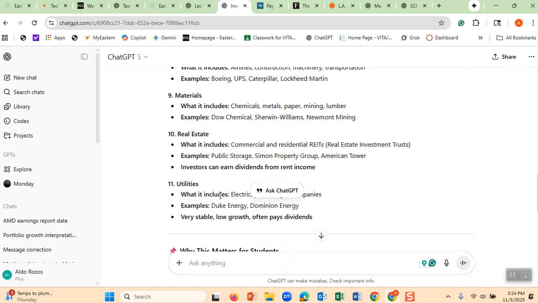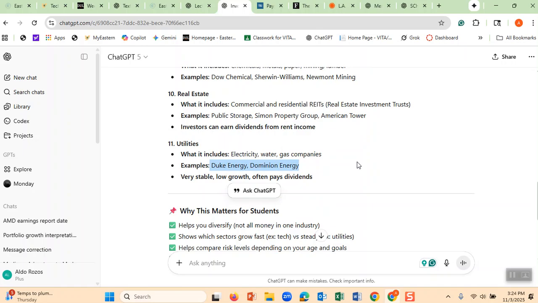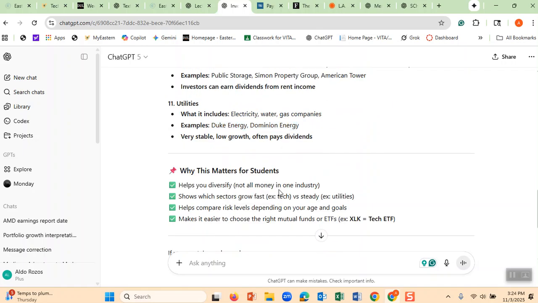Again, these are called defensive stocks, because if the stock market crashes, that doesn't mean we are not going to use any electricity. Therefore, these companies are defensive. The stocks don't go up as much, and they don't drop as much as well. They give some dividends.